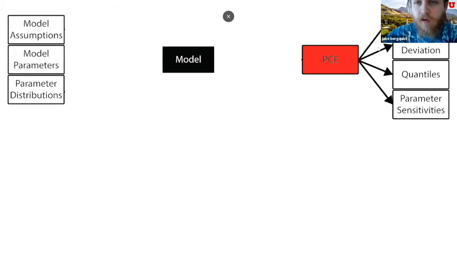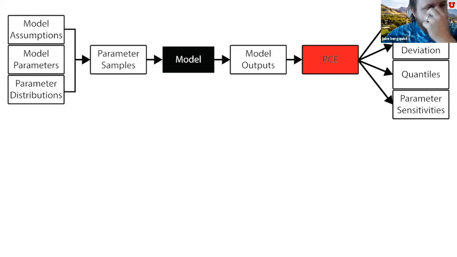And we're going to use these polynomial chaos expansion emulators to do so. So the pipeline, as I see it, is always we take the model assumptions, model parameters, and distributions. We use that to get some samples of the parameters from UncertainSCI. We run those through a model to get the outputs, and then we pass those into the rest of the PCE pipeline to then get our UQ statistics.